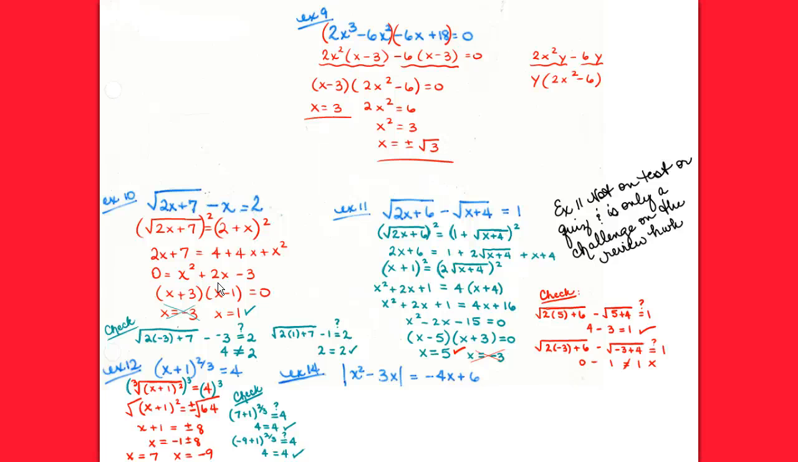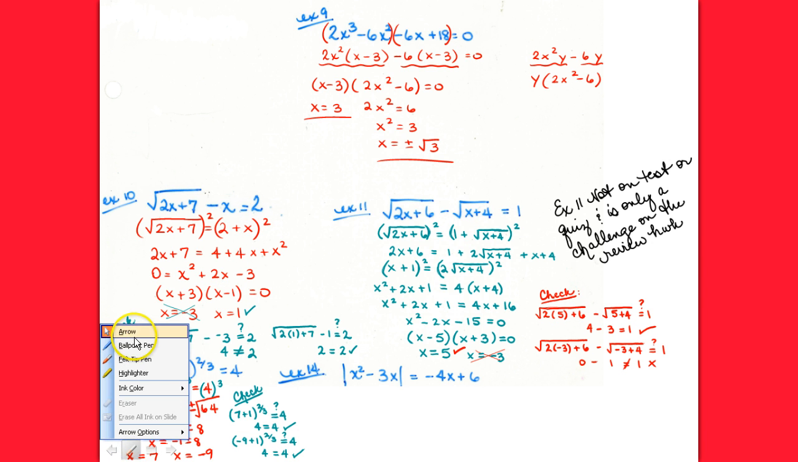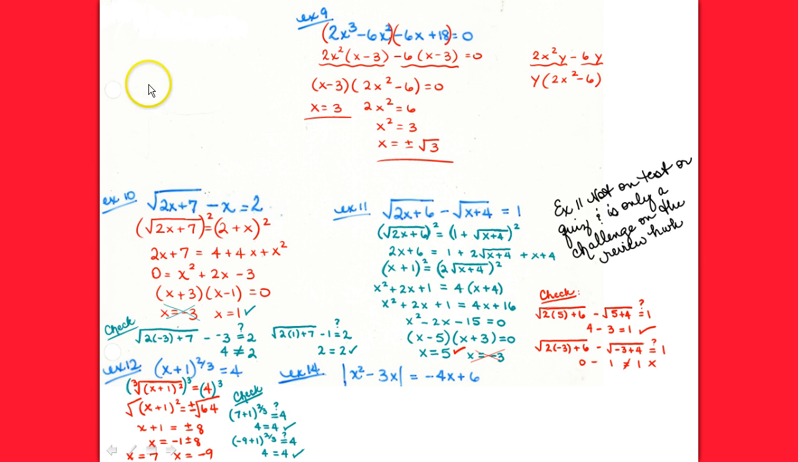Okay, example 14, we have an absolute value equation. So let's think of just a basic absolute value for just a second. Let's say that you had the absolute value of x is equal to 3. What could x be? If the absolute value of x is 3, what number could you take the absolute value of and get 3? 3 or negative 3, yeah.